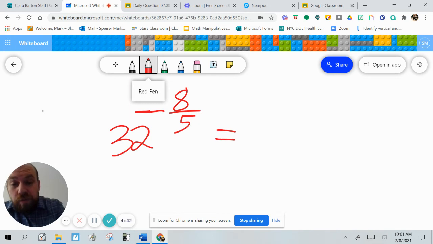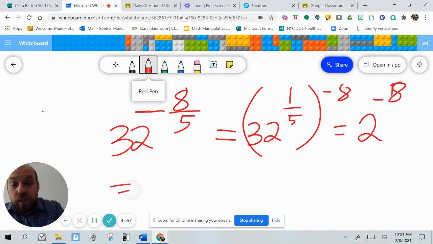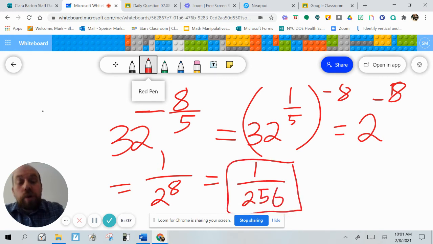So you break it up: 32 to the 1/5 power, to the negative 8. And then 32 to the 1/5 power is 2. 2 to the negative 8 is 1 over 2 to the 8th power. If you take out a calculator, 2 to the 8th power is 256. So it's 1/256.